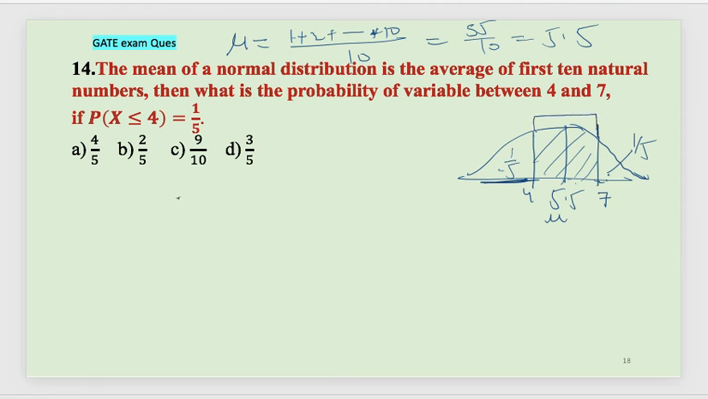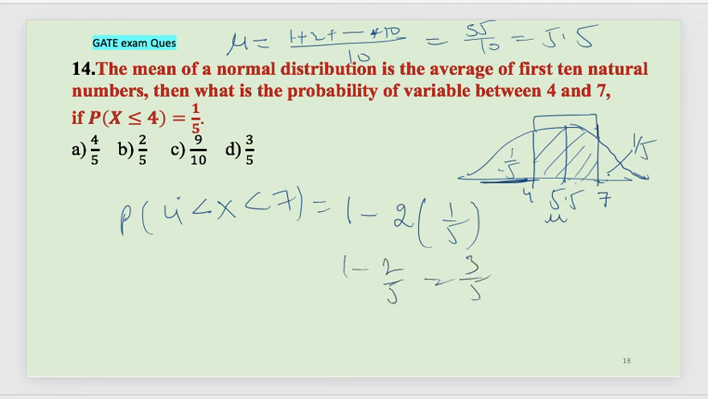Yes, I can calculate my required answer. The probability of x between 4 and 7 is 1 minus the double value of 1 by 5, that is 1 minus 2 by 5, which equals 3 by 5. So option D becomes the right answer for that.